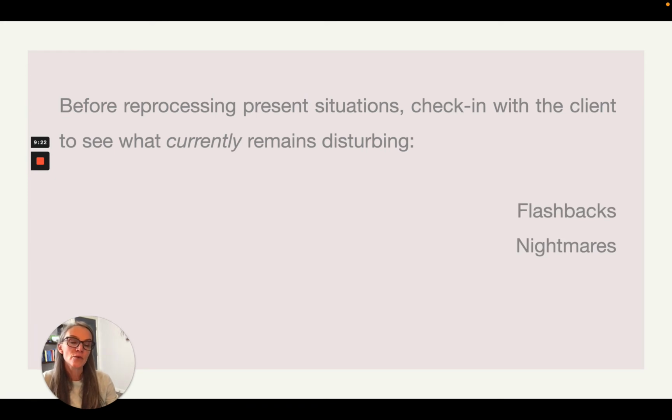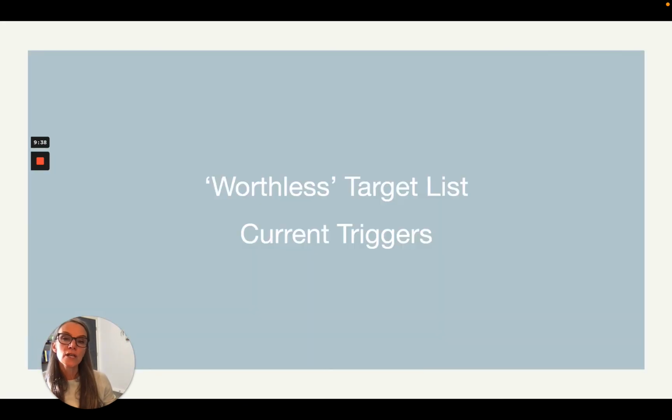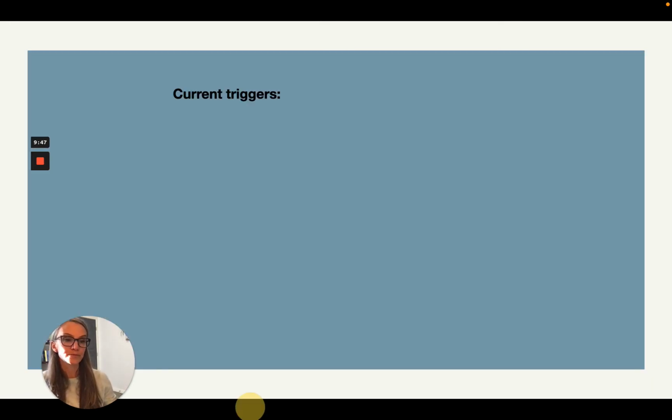Some of the things we're going to be looking for: flashbacks, nightmares, current triggers, either external situations or internal cues that the client has, and then any avoidant behaviors that they report that are current and ongoing. Let's take a look again at our example client. And here's a little list of the triggers that relate to this target list of worthlessness.